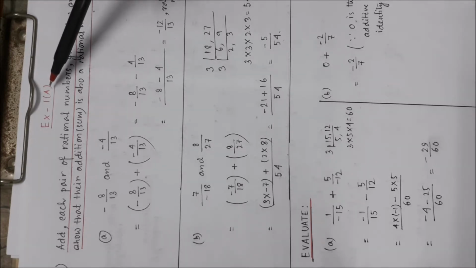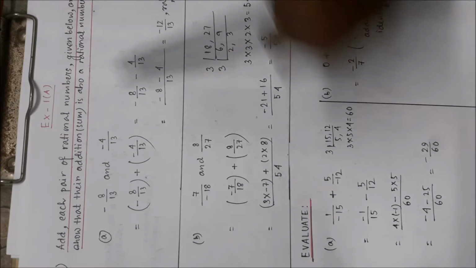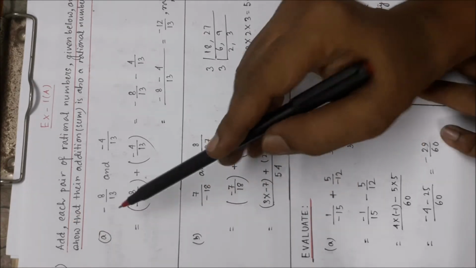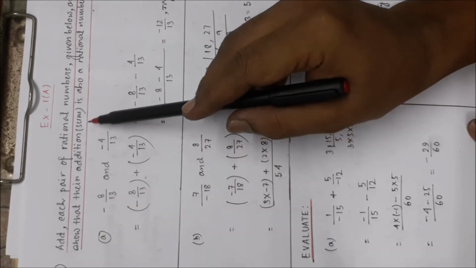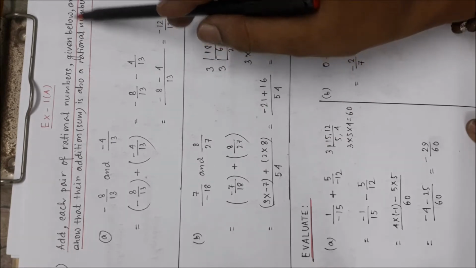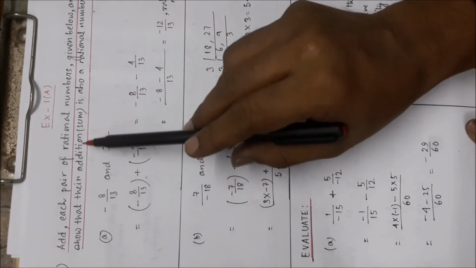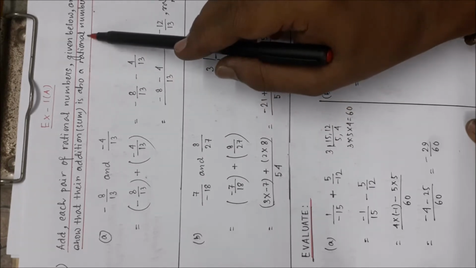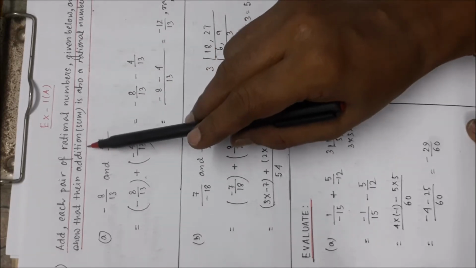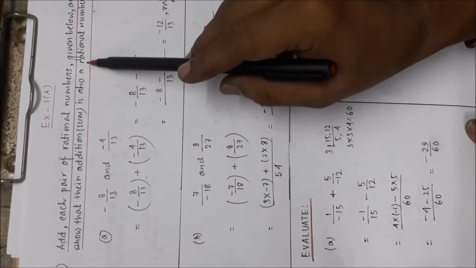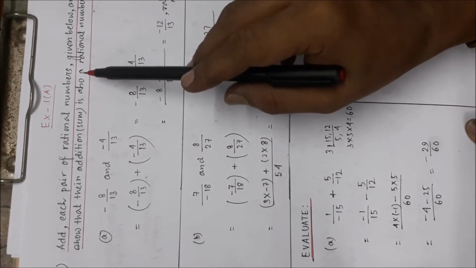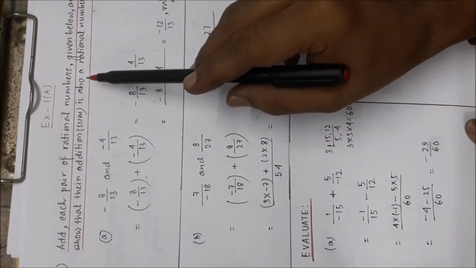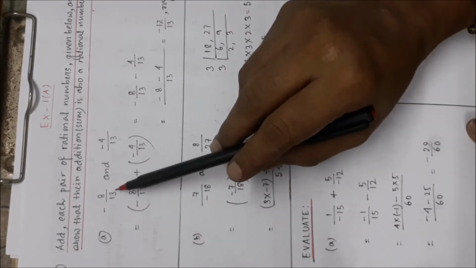from exercise 1A. The first sum is: add each pair of rational numbers given below and show that their addition or sum is also a rational number. Now, addition of two rational numbers is a rational number, that we learned yesterday, and the property is known as the closure property. Now let us discuss the first sum.